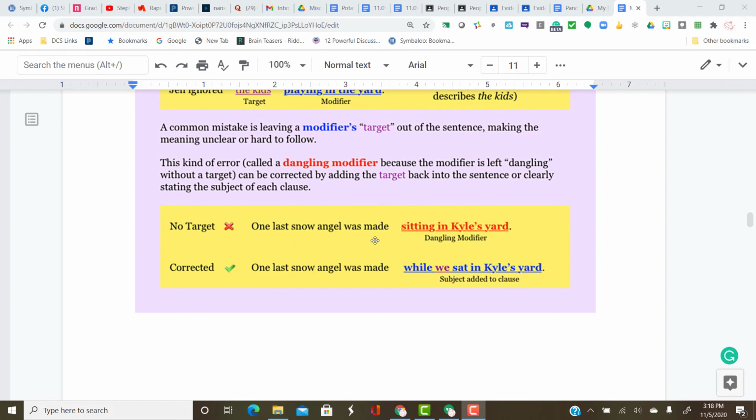One last snow angel was made sitting in Kyle's yard. Now this, you want to make that work. The snow angel was sitting in Kyle's yard. I don't know. It's just very unclear. Actually, I think what they meant was while they were sitting in Kyle's yard, they made one last snow angel, but they are not in the sentence.